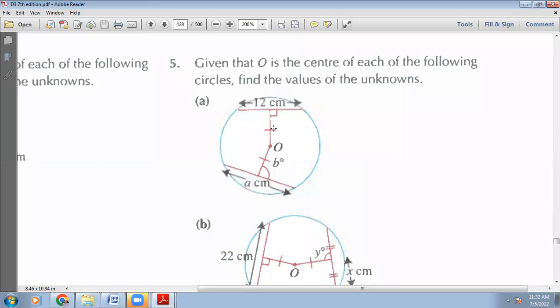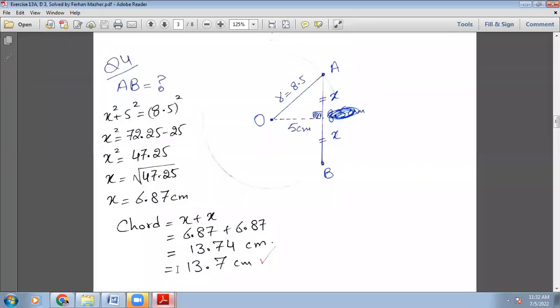So this is the property of the circle, that if two chords have equal distance from the center of the circle, both the chords will be equal. So this A will also be 12, because chords at equal perpendicular distance from the center are equal in length. Because this is the perpendicular distance, this angle B will be 90. Let me show you the solution.